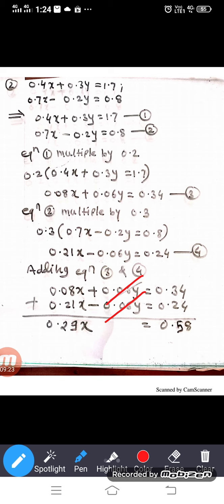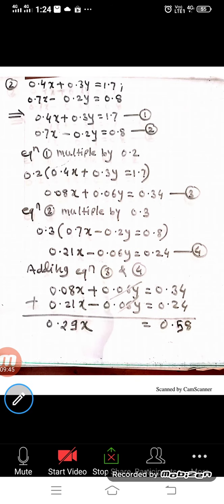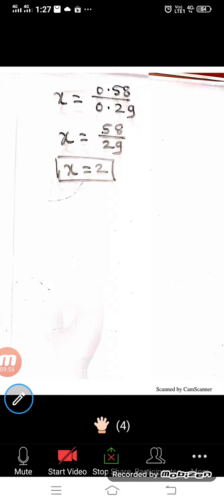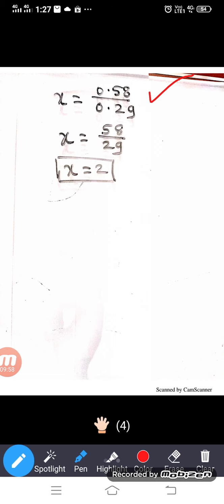and 0.21x is 0.29x, and 0.34 plus 0.24 is 0.58 on the other side. Then here 0.29x is equal to 0.58. Everyone, I request you to write down here: 0.29x is equal to 0.58. 0.29 goes to the other side, then we get divide. Here x is equal to 0.58 by 0.29.